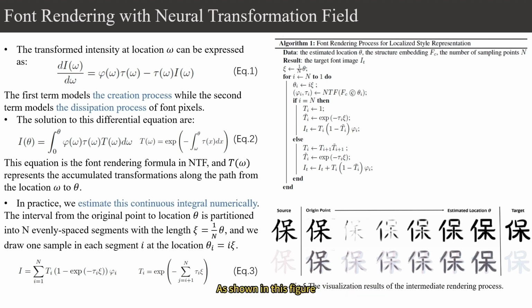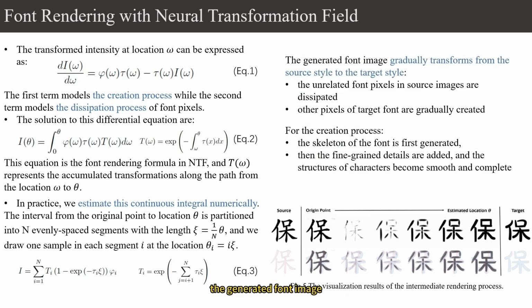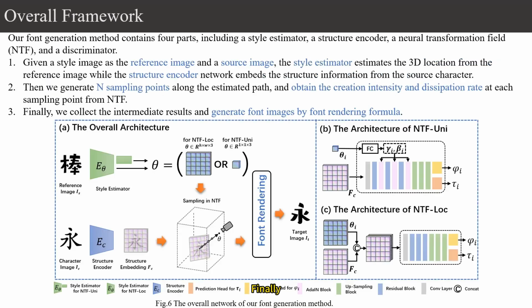As shown in this figure, the generated font image gradually transforms from the source style to the target style, where the unrelated font pixels in source images are dissipated, and other pixels of target font are gradually created. Moreover, for the creation process, the skeleton of the font is first generated, then the fine-grained details are added, and the structures of the character become smooth and complete. Finally, the overall network is shown in Figure 6.